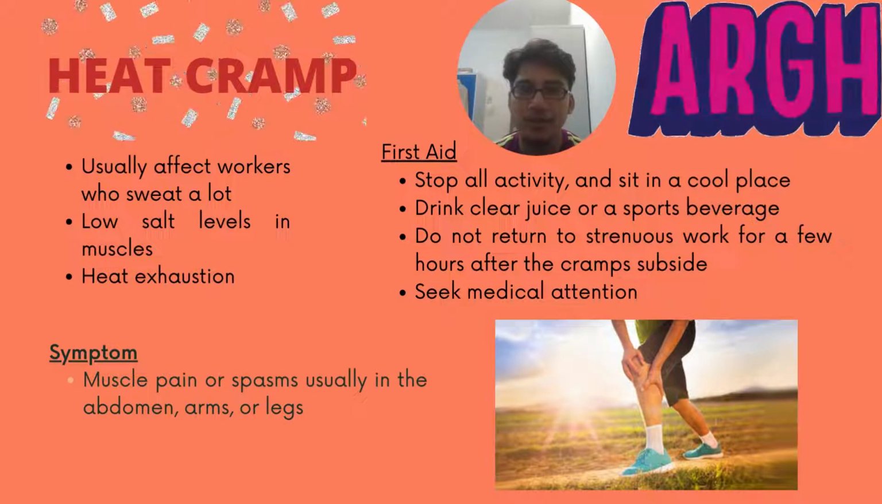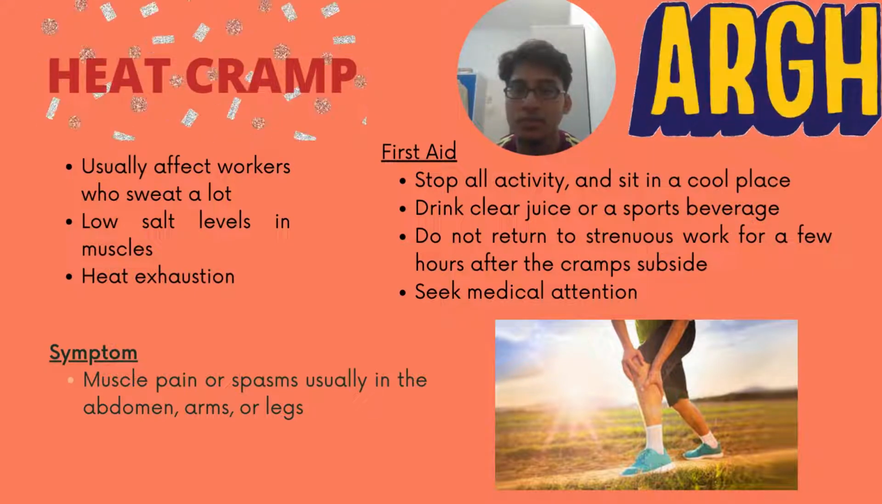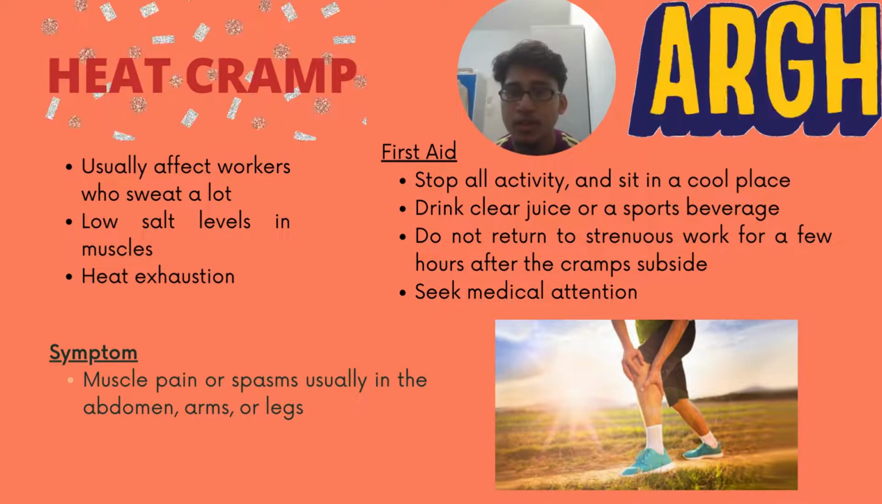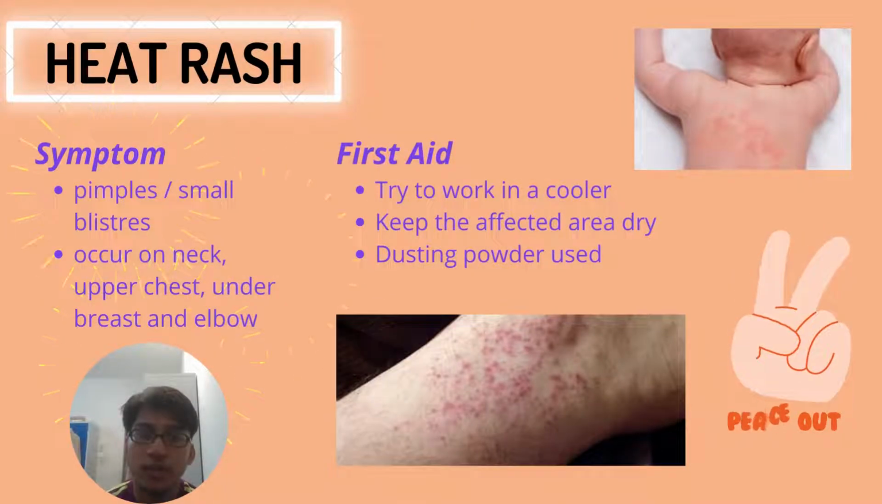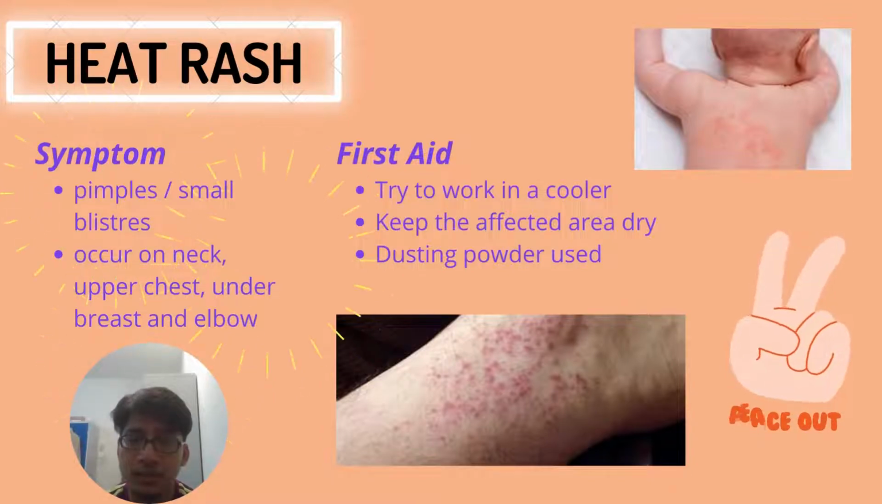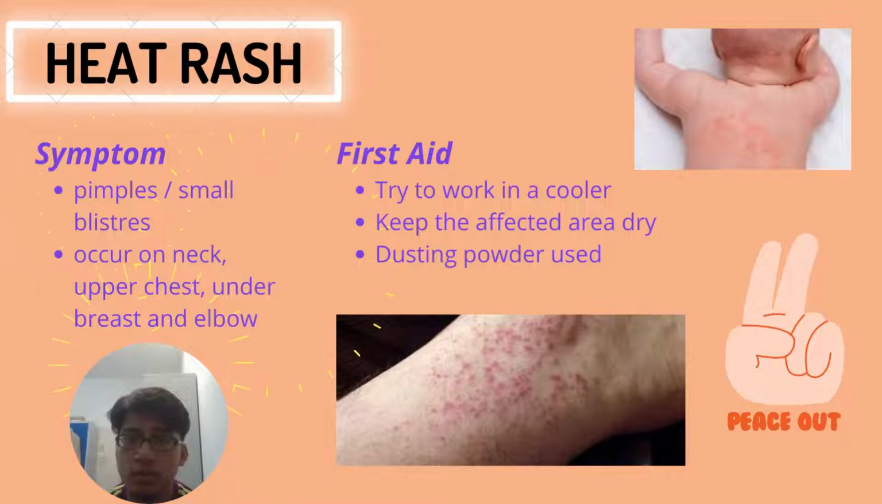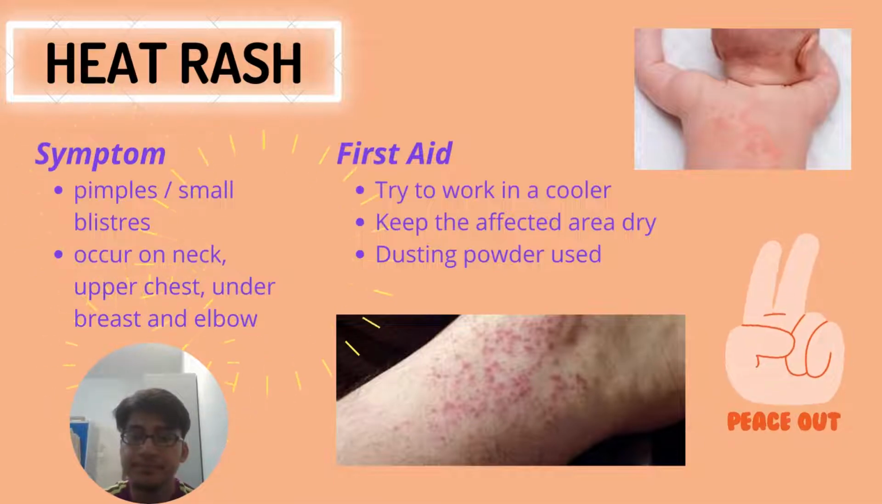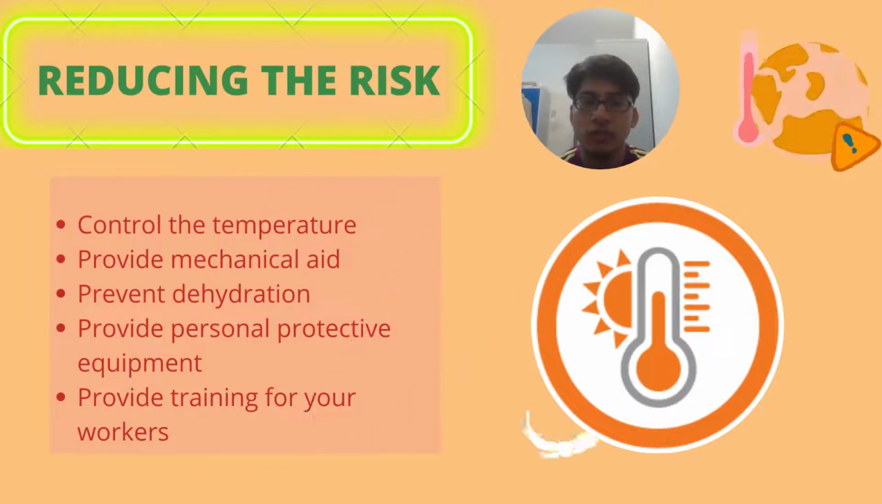Next is heat cramp. It usually affects workers who sweat a lot, with low salt levels in muscles, and heat exhaustion. So for the symptom, muscle pain in the abdomen, arms, or legs. For first aid, stop all activity, drink clear juice or a sports beverage, and seek medical attention. For heat rash, the symptom is pimples or small blisters on the neck, upper chest, under the breast, and elbow. For first aid, try to work in a cooler place and keep the affected area dry. Dusting powder is used for reducing the risk.